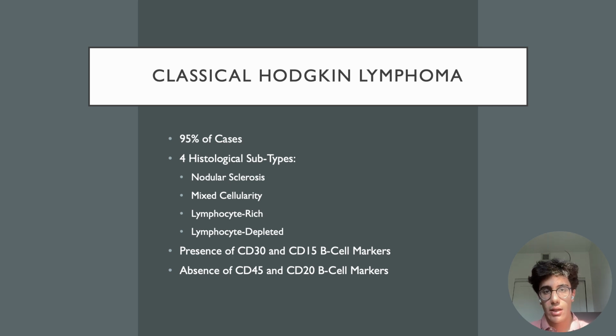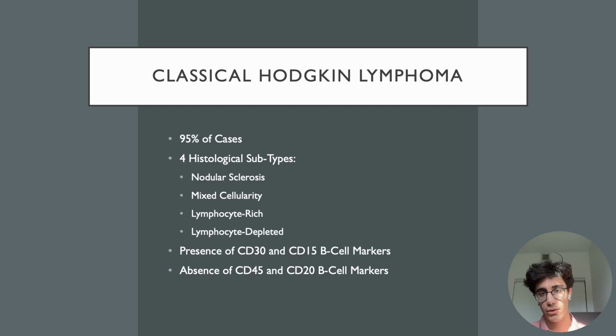The next subtype is mixed cellularity, which is characterized by a mix of Reed-Sternberg cells and lymphocytes in equal pattern. Next is the lymphocyte-rich subtype, which is non-aggressive. It's characterized by very few Reed-Sternberg cells surrounded by very many lymphocytes. Lastly, the lymphocyte depleted subtype, which is the rarest and the most aggressive. It's characterized by many Reed-Sternberg cells surrounded by very few lymphocytes.